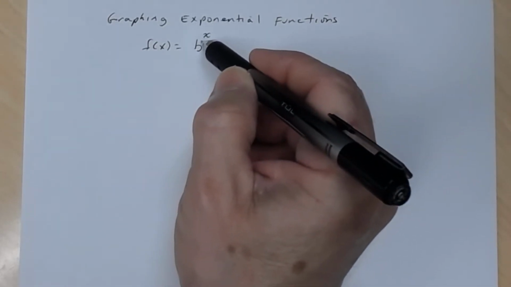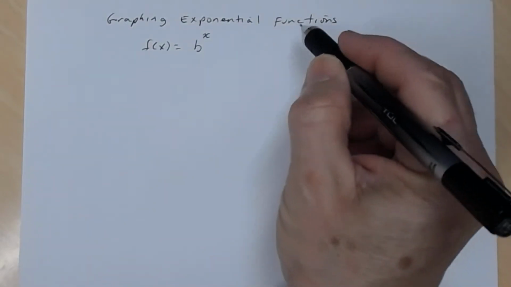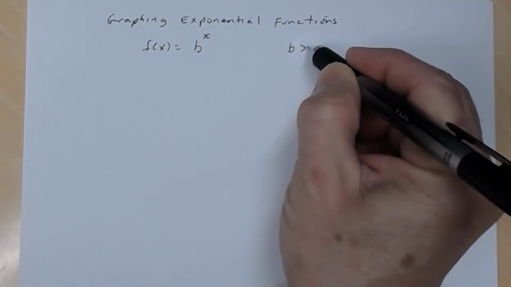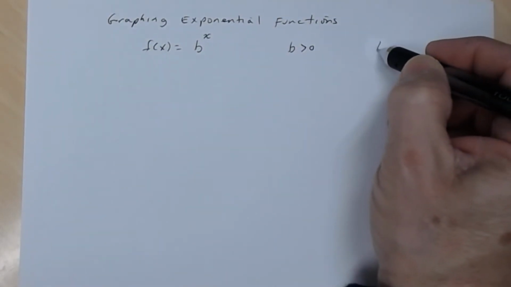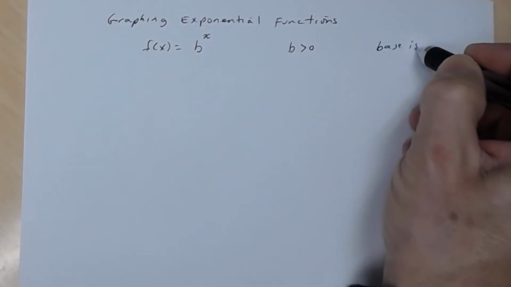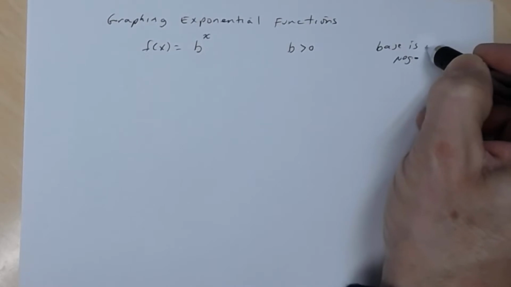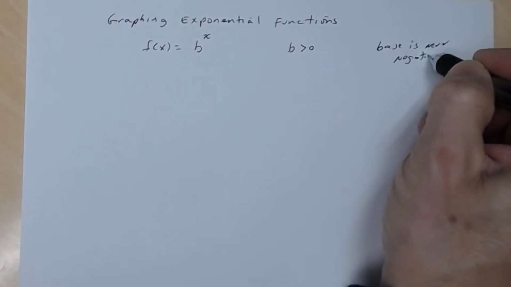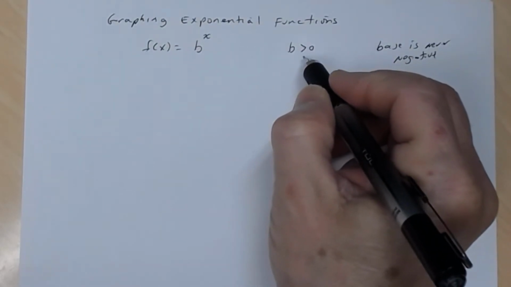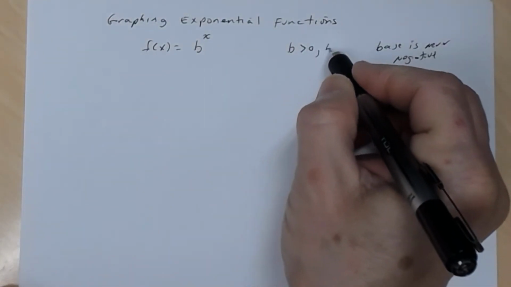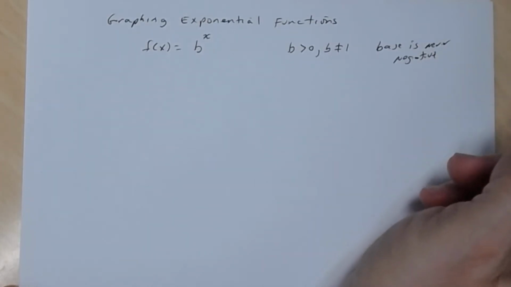Now, the thing you have to know about the base is that the base must be positive. You cannot have a negative base. The base can never be negative. So it cannot be a negative number. The base must be positive, and it can be any positive number except 1. So the base cannot equal 1.